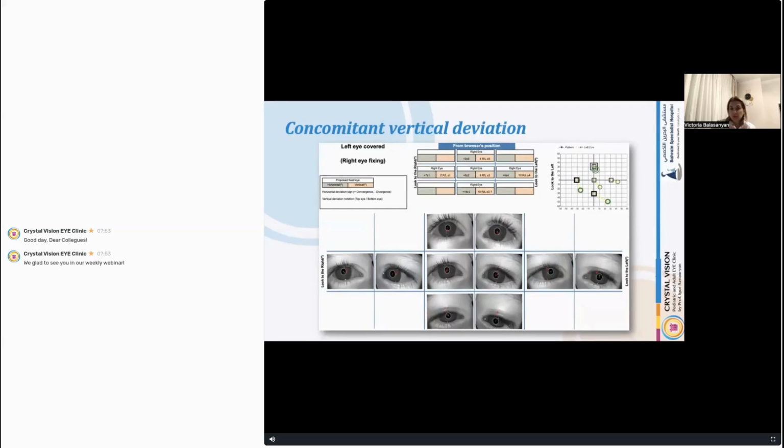And on this slide, you can see the report for the same patient, which shows that when the left eye is covered, it deviates downward by 9 degrees. It's important to assess the degree of deviation not only in the primary position of gaze, but also during adduction. In this case, we see that there is no increase in hypertropia, indicating that the involvement primarily pertains to the vertical rectus muscle.